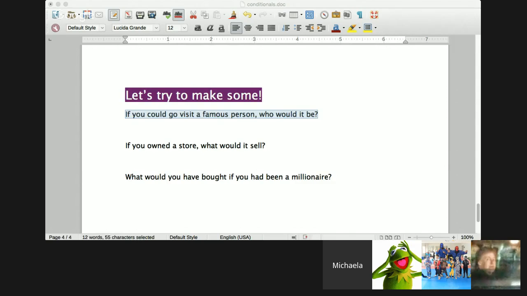Okay. So we've got one more, and this one's a little bit different from the other two. What would you have bought if you had been a millionaire? So what kind of conditional will we use to answer this one? I think in that case the third conditional. Yeah, exactly. In that case, if I had earned money, I would have bought a company. What kind of company?